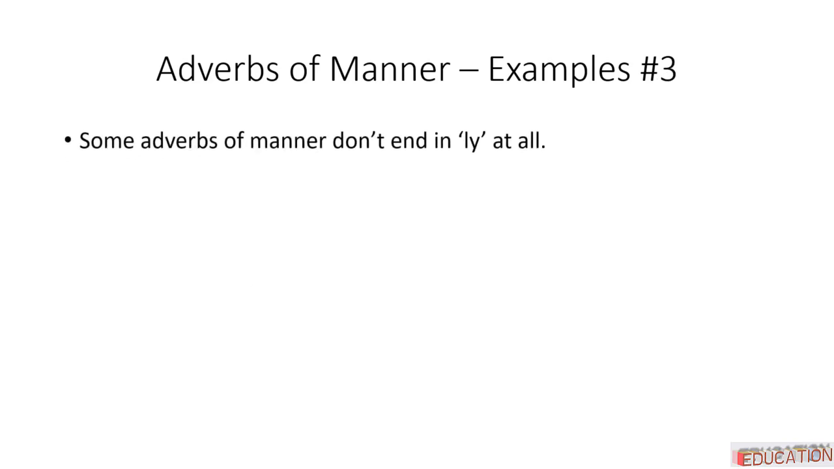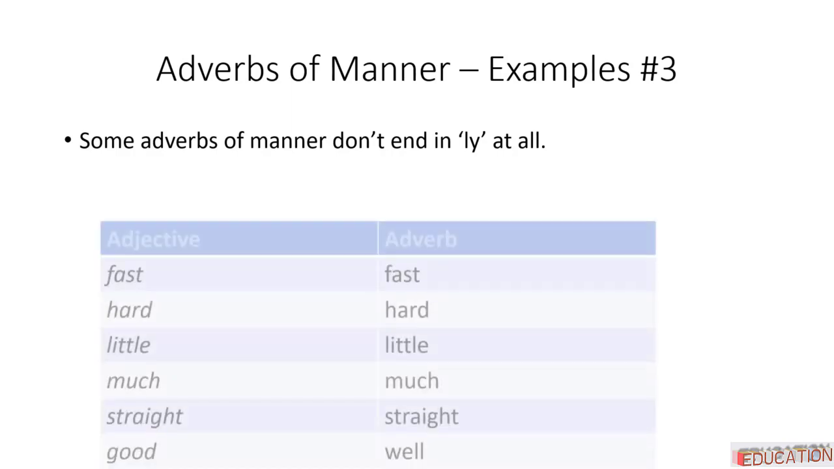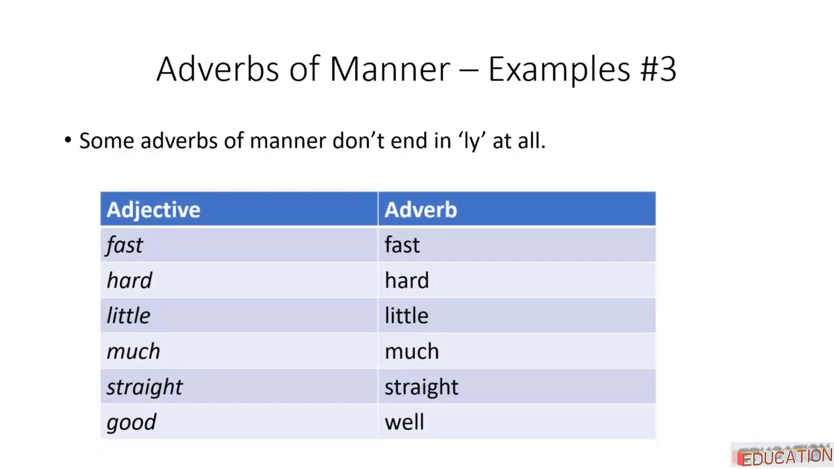And some adverbs, of course, don't end in ly at all. And here's a few here where the adjective and adverb are the same. So fast, hard, little, much, and straight are the same word in the adjective and adverb form. So you just have to really make sure you're clear which is which. And another exception is the adjective good becomes the adverb well. So you would say he is good at football, but he plays football well.